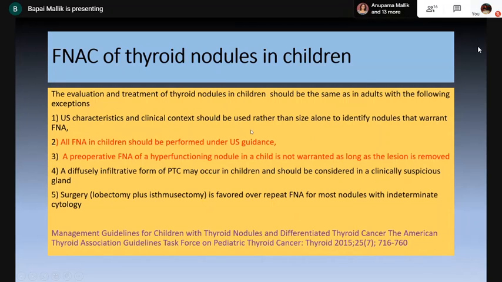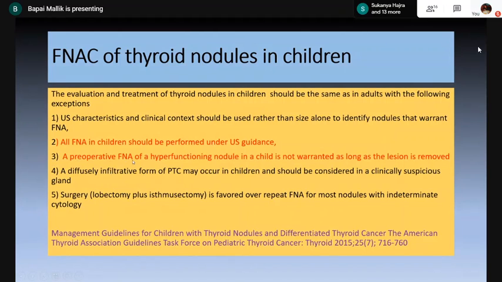So that size cutoff, which I showed you in the previous slides for adults, you need to just be more relaxed, and you have to take into consideration the US characteristics and clinical context. According to the recommendations, all FNAs in children should ideally be performed under ultrasound guidance. That is the recommendation, but I don't know whether we always follow that, because I do a lot of FNAs in palpable nodules in this particular age group without any ultrasound guidance.